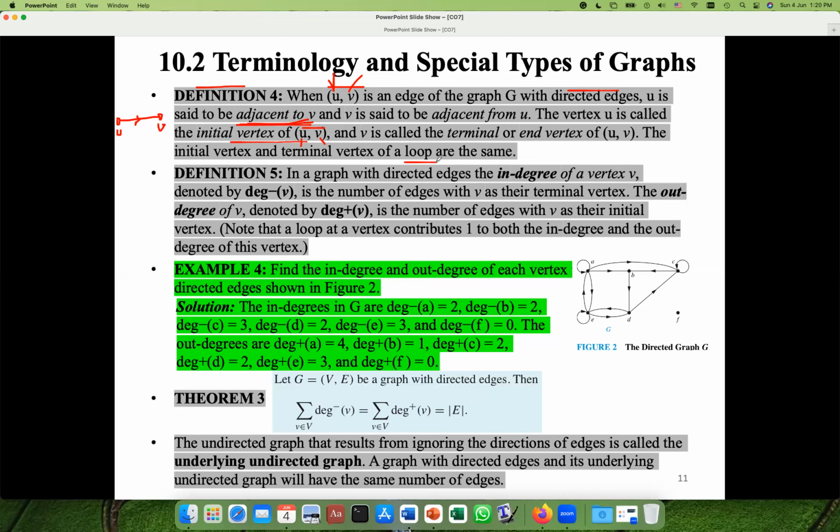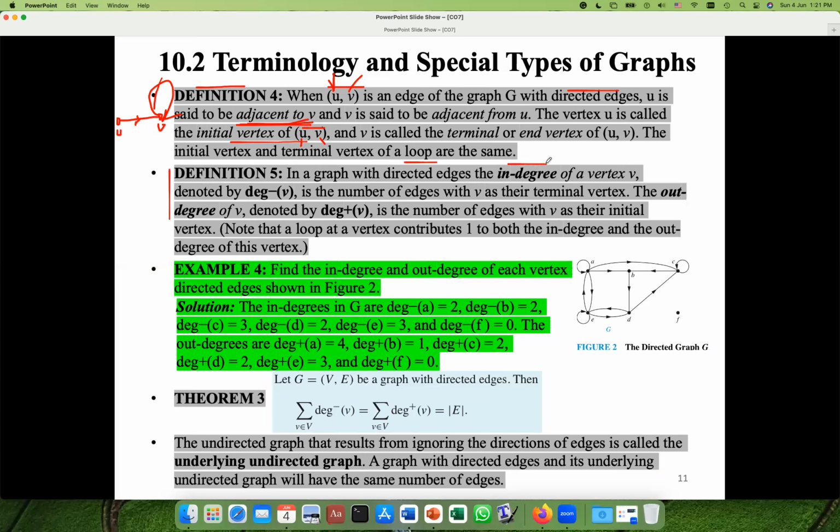And if you have a loop in a directed graph, then you can understand that the initial vertex and the terminal vertex of the loop would be the same. If you have the loop here, then this is how you can represent the edge (V, V). So the initial vertex and the end vertex are the same. So now (V, V) is what? V is adjacent to V. V is adjacent from V. Both are there. So anyhow, definition 5.